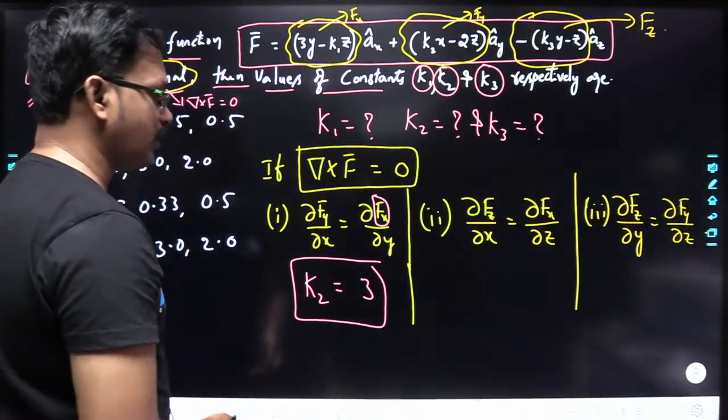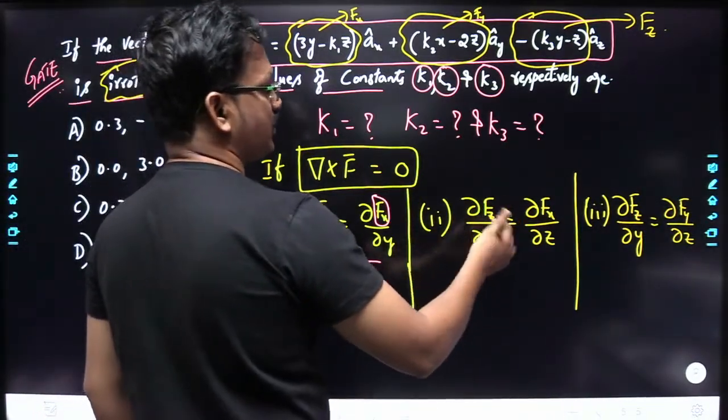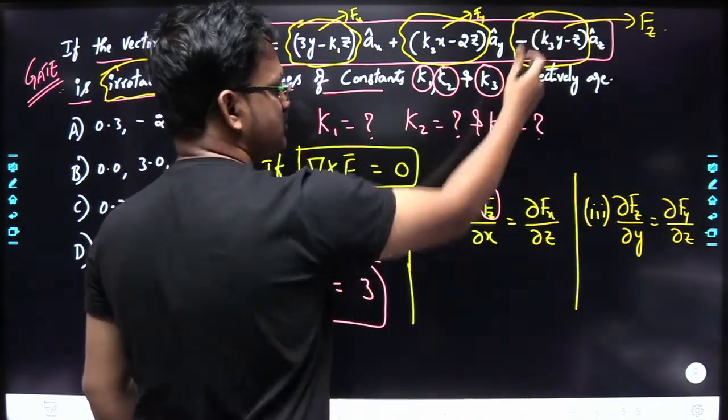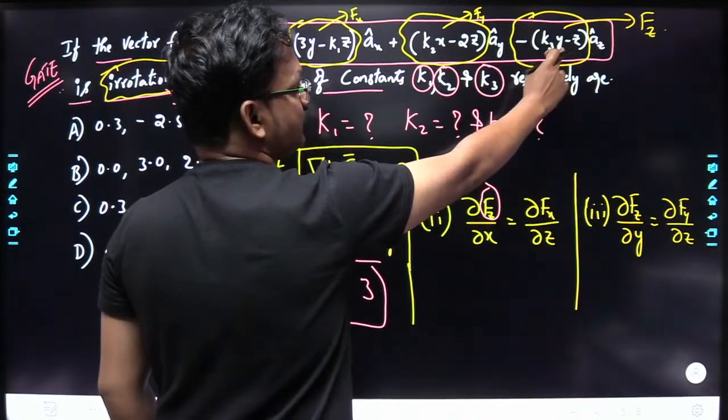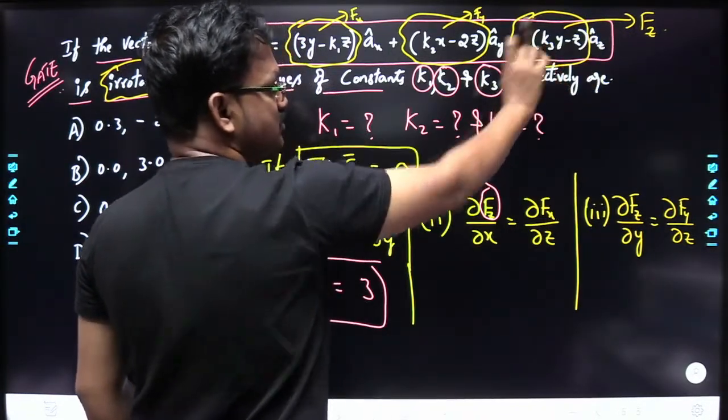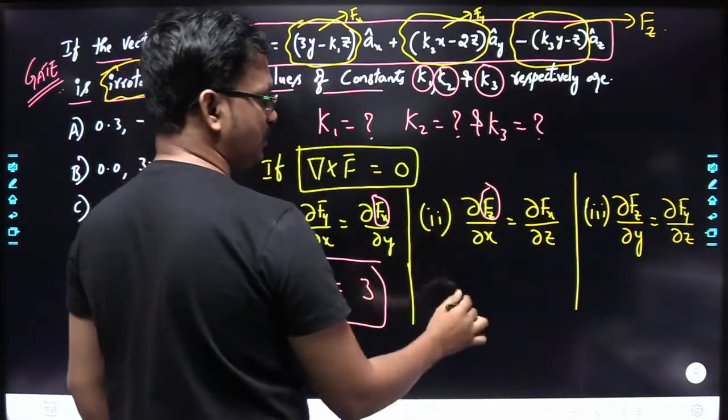Next, take the z component and differentiate with respect to x. If you observe, the z component is not a function of x, and hence dou fz by dou x will become what?